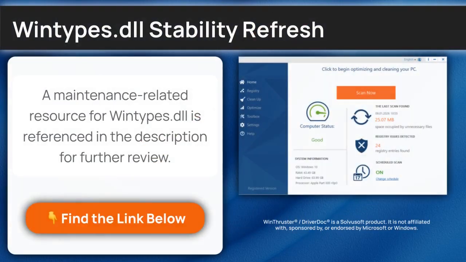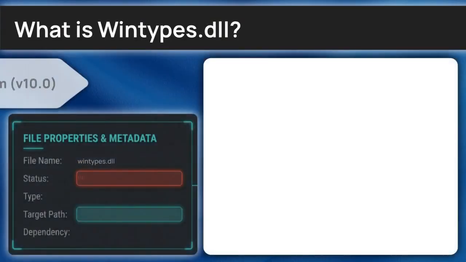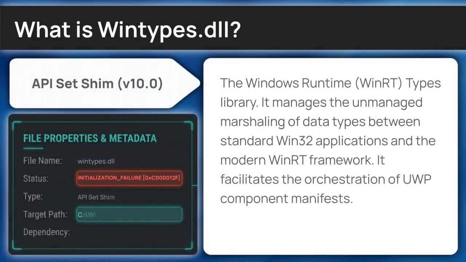system health. This is the Wintypes Library, the Windows Runtime WinRT types library. It manages the unmanaged marshaling of data types between standard Win32 applications and the modern WinRT framework. It facilitates the orchestration of UWP component manifests.